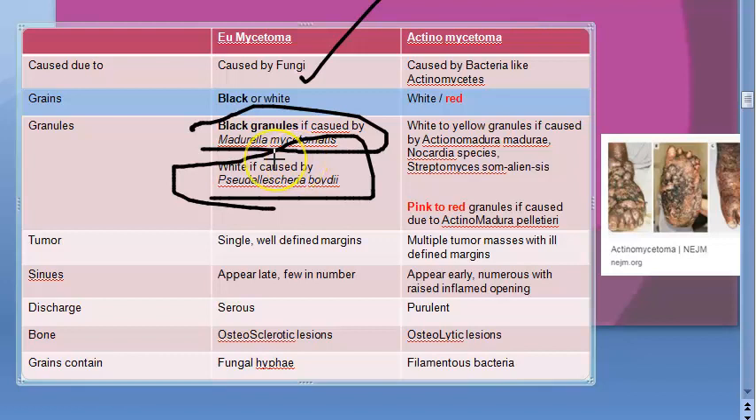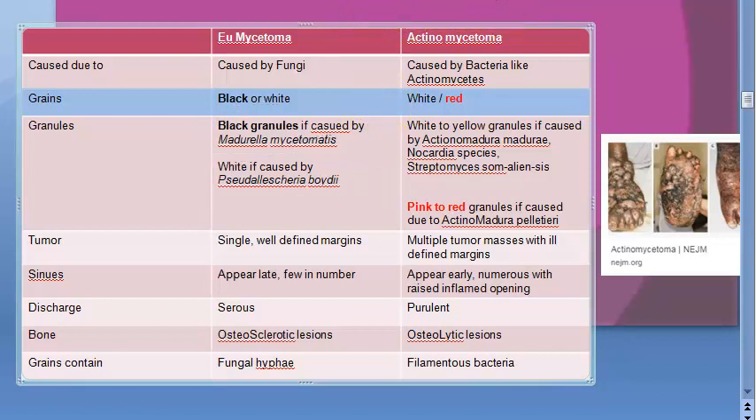Black granules means the fungus itself, Madurella mycetomatis. If it is white granules, it is because of Pseudallescheria boydii. White granules is because of what? Pseudallescheria boydii. This much you understood, right? Now let us move on to the other side.